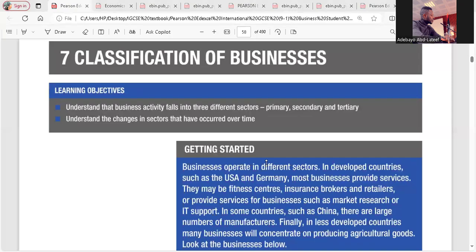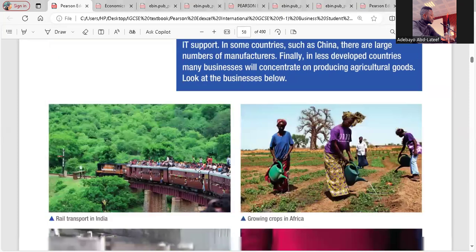Classification. We're talking about the different types of businesses that we have. Types of businesses. We go down.